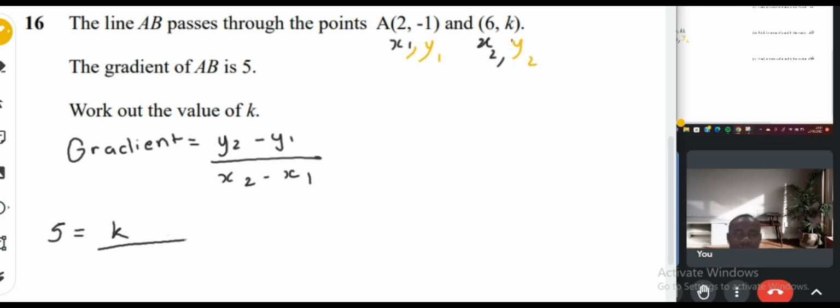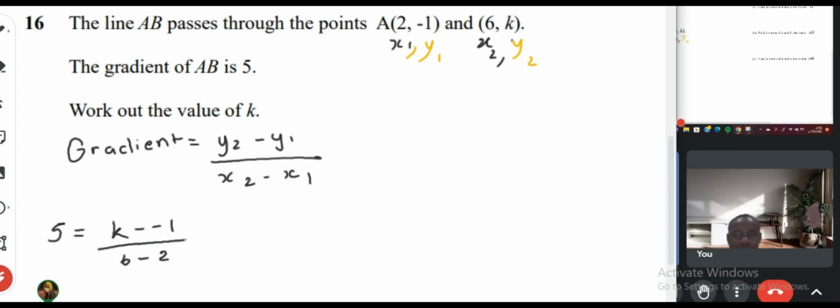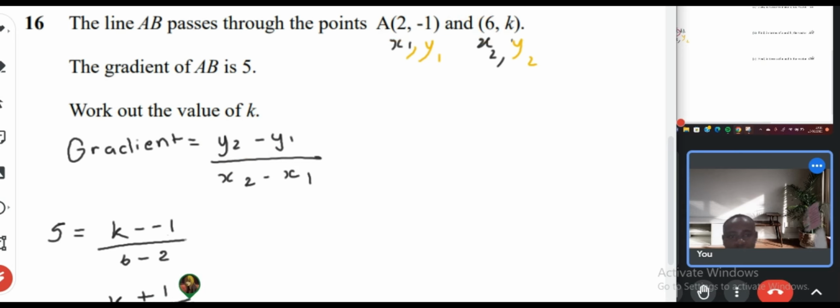So would it be K minus 1? Exactly, K minus 1. So 5, which is the gradient, is K minus 1. That's y2 minus y1 over x2 minus x1, which is 6 minus 2. That's correct.